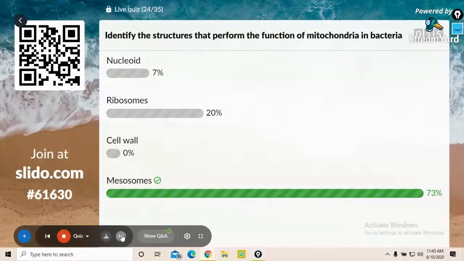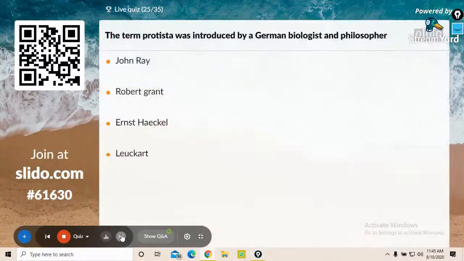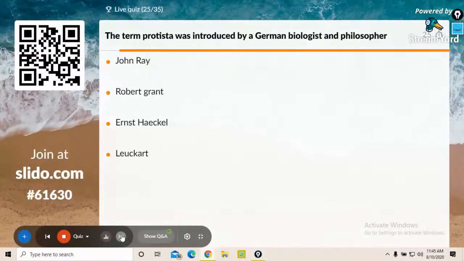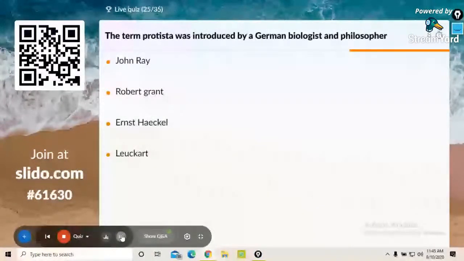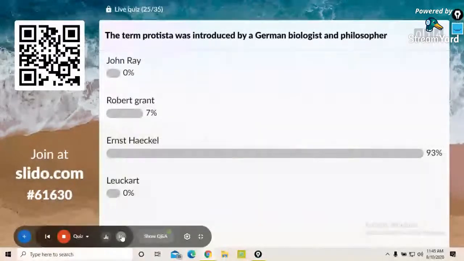25th question on the screen. The term protista was introduced by a German biologist and philosopher. The next 10 questions are purely out of NCERT. The term protista was introduced by a German biologist and a philosopher: John Ray, Robert Grant, Ernest Haeckel, Leuckart. Yes, good. 93% with the correct answer, Ernest Haeckel.